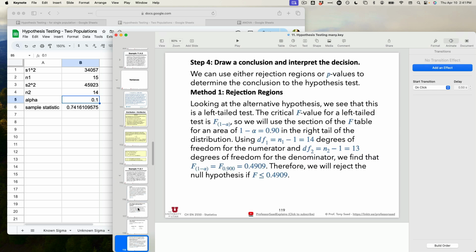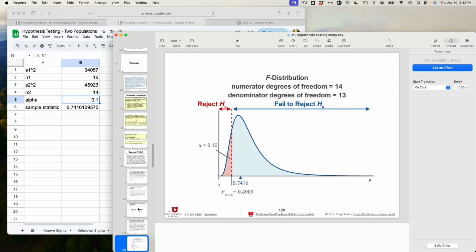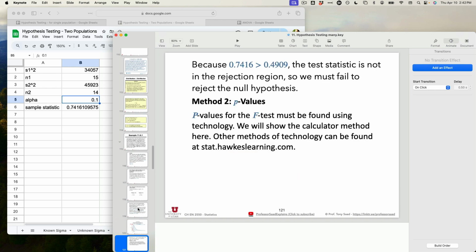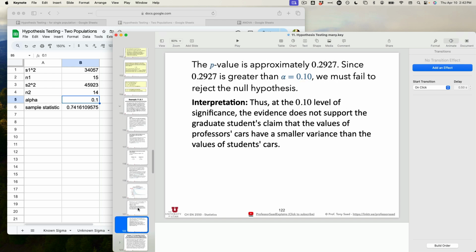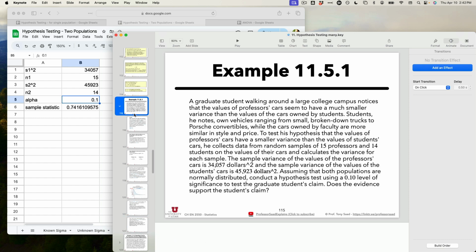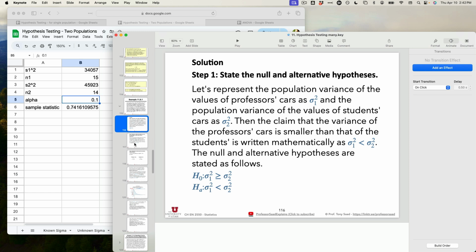So we still fail to reject the null hypothesis. We only reject if F is less than that critical value, but it's not. So we fail to reject the null hypothesis that they have equal variance. Okay. Right. So the values have a smaller variance than the values of the student scores. Hold on. Smaller variance.